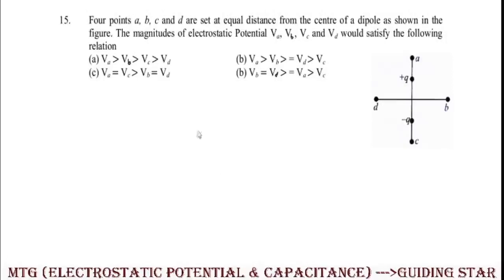Moving to question number 15. 4 points A, B, C and D are set at equal distance from the center of a dipole as shown in the figure. The magnitude of electrostatic potential VA, VB, VC and VD, that means at all the locations A, B, C, D, would satisfy the following relation. Which relation is satisfied here?